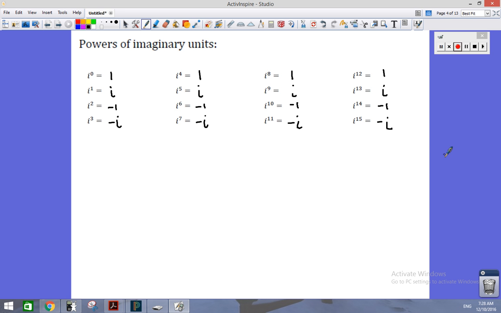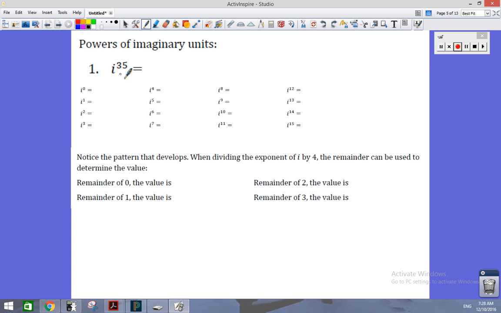So let's take a look at one of those right now that's moderately large. Let's look at something like i to the 35th power. Well, I don't think any of us wants to sit here and count out the cycles of 4 to go 15 and then to go 19 and then to go 23 all the way up to 35. You don't want to write that out all the time. You want some way to figure that out.